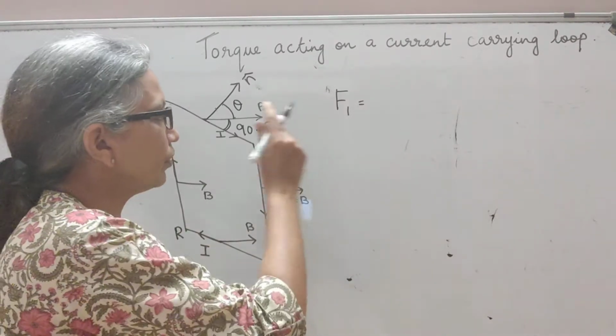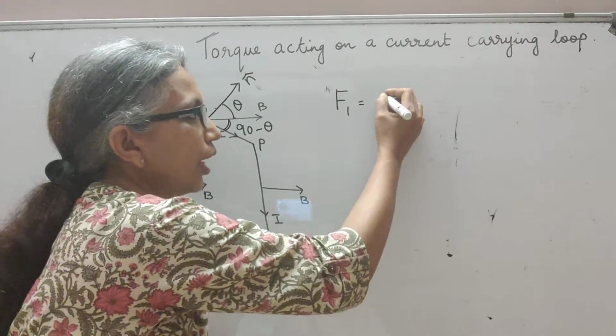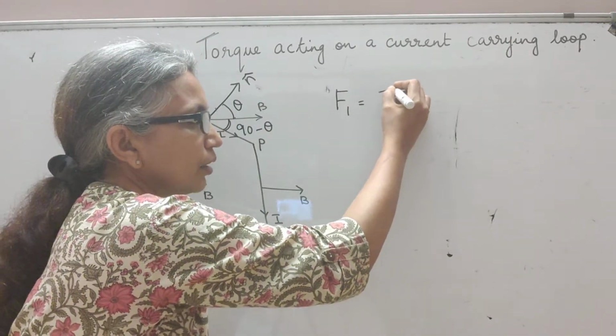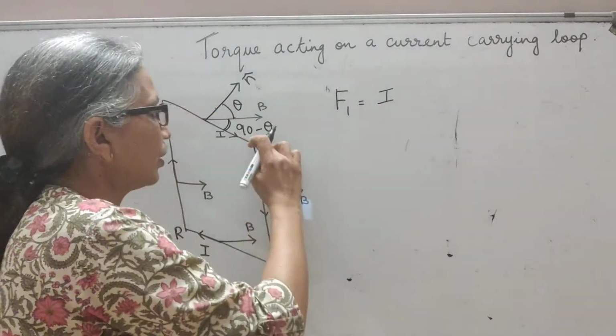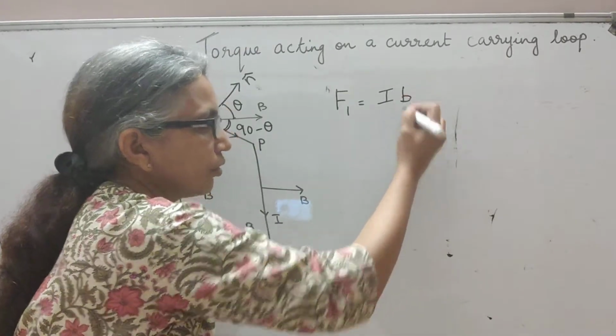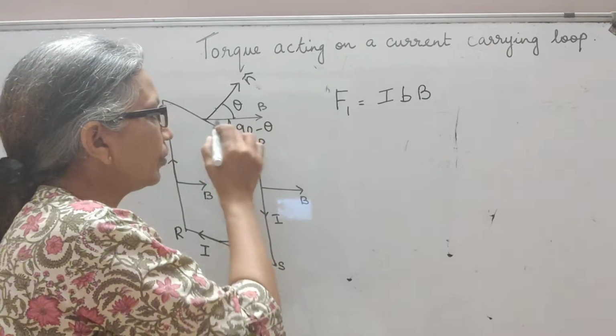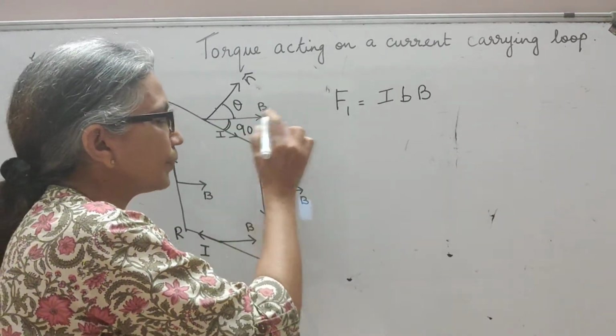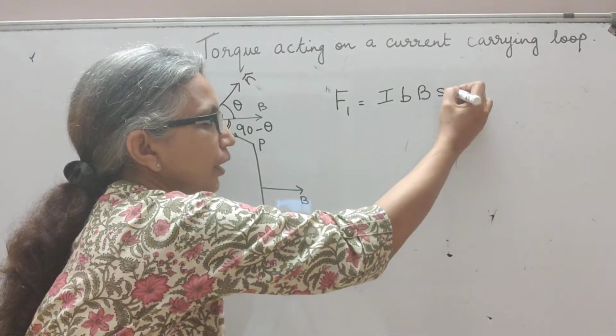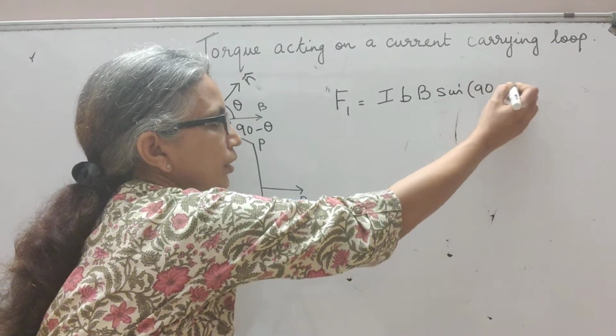So if I am going to write an expression for force here, ILB sine theta: current I, the length of the conductor is what I call the breadth of the conductor, small b, then the magnetic field capital B, and the angle between the small b and the capital B is going to be sine of 90 minus theta.